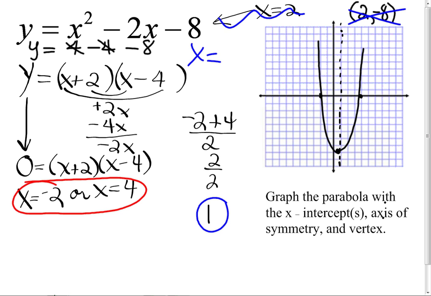But it's just easier, maybe. X equals 1. What's the y equal to? Well, I don't know. I got to figure it out. 1. It's 1 minus 2 minus 8. Oh, yeah, it's negative 9. Put in 1 here. Why is it? Because I did that. I used 2 for some reason.